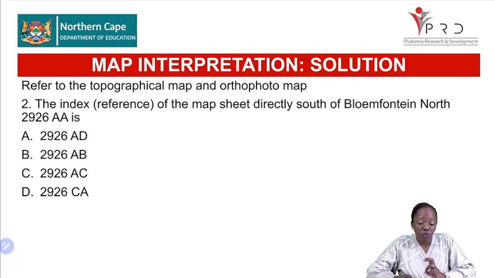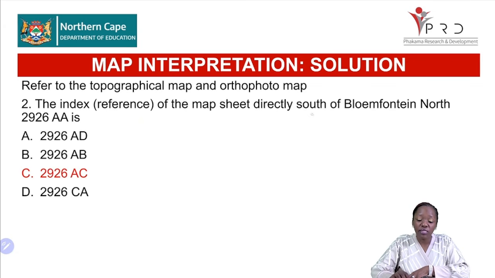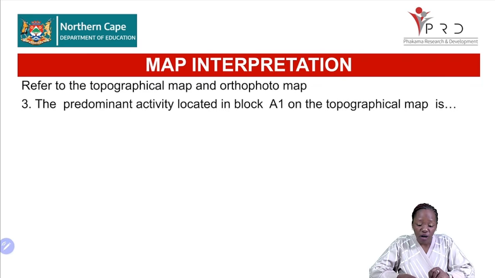Looking at our solution, we are supposed to identify the index of the map sheet directly south of Bloemfontein North, which is 29 26 AA East. We're looking at our option C, which is your 29 26 AC. Remember, we are referring to the south. Then we have our third question.